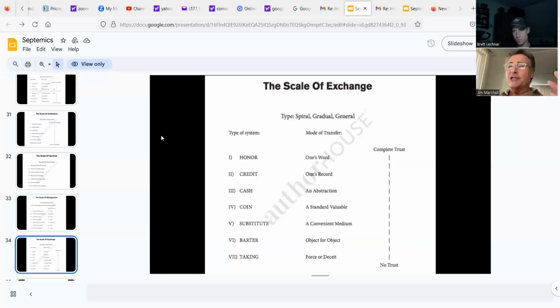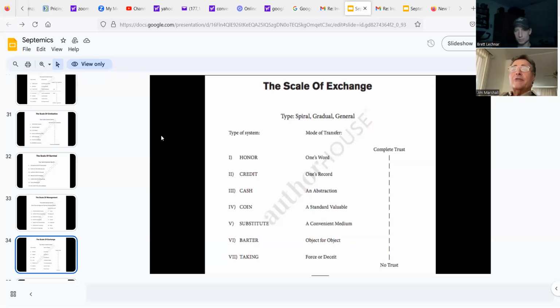Then above that is cash. Well, cash is an abstraction. So for many years, it was considered laughable that you would exchange a diamond for pieces of paper, which is what cash is. See, if you're going to give somebody gold bullion, that's a type of coin. But if you're going to write somebody a check for $50,000, that's an abstraction. See, that's much more sophisticated.